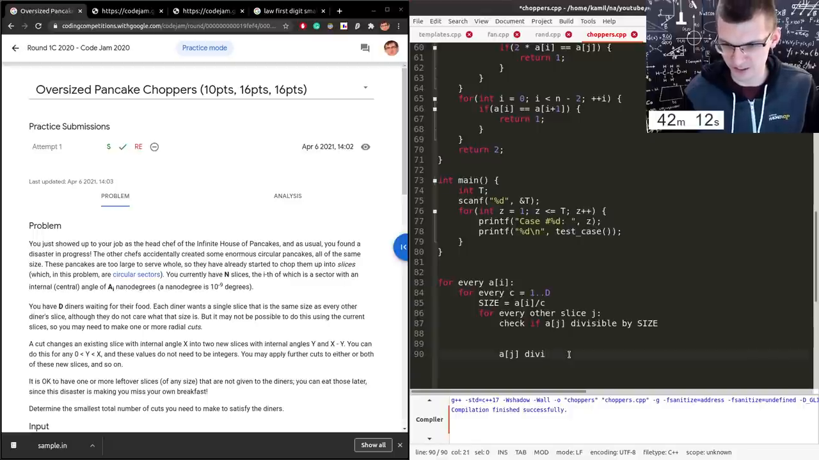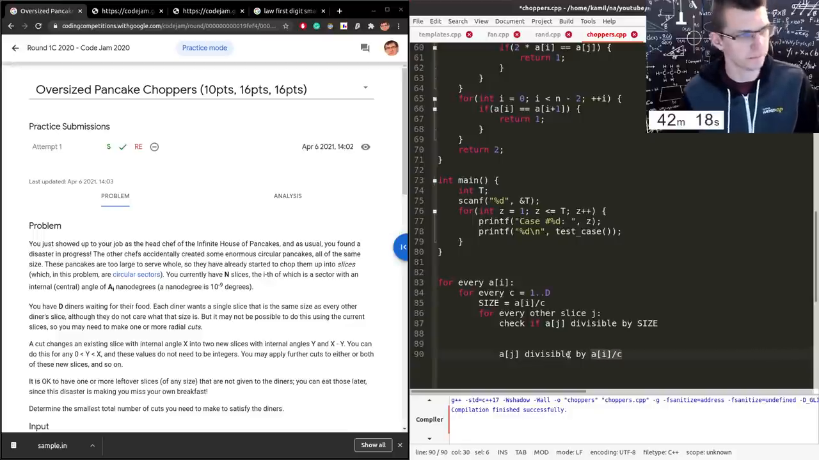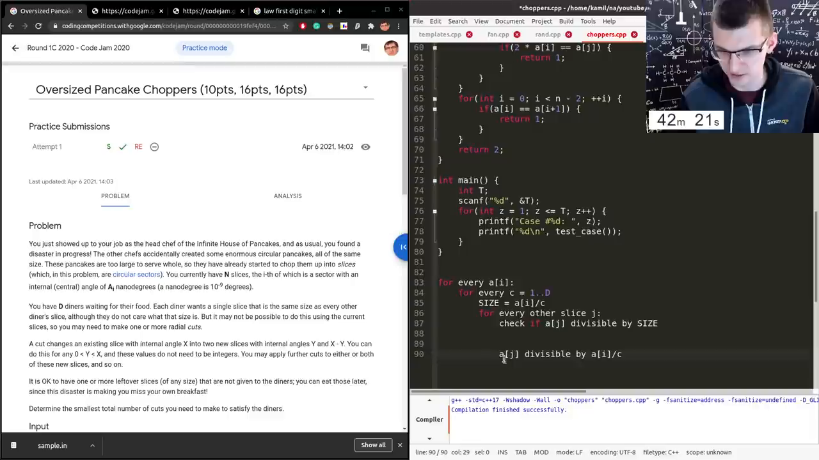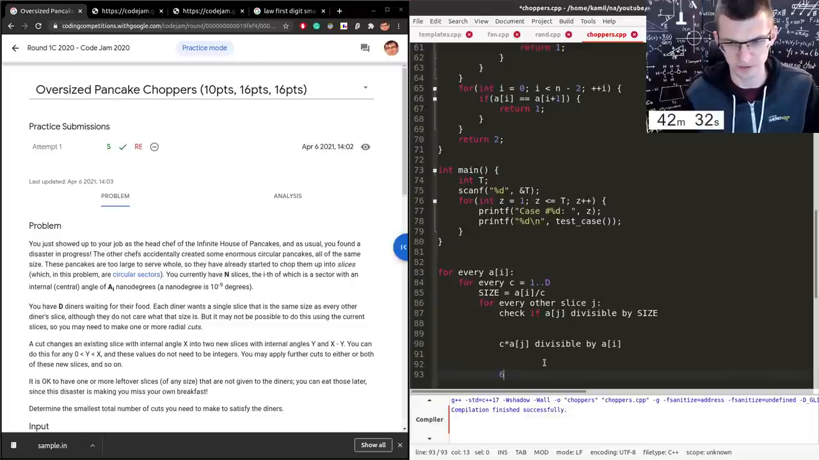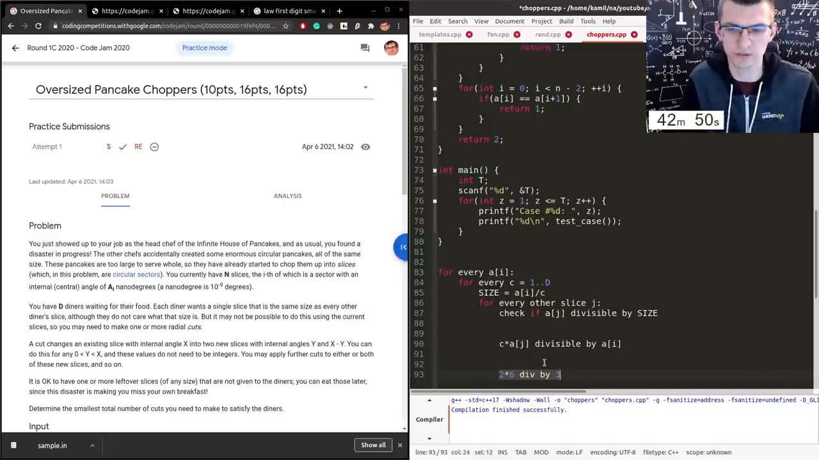How to check if AJ is divisible by something like this, which might be non-integer. As well, you can multiply both sides by C. So you're checking this. Am I right? I think so, yeah. And when you check if 6 is divisible by 3 divided by 2, 1.5, it's like checking if 2 times 6, so 12, is divisible by 3. It is, because 12 divided by 3 is 4, just like 6 divided by 1.5 is 4.